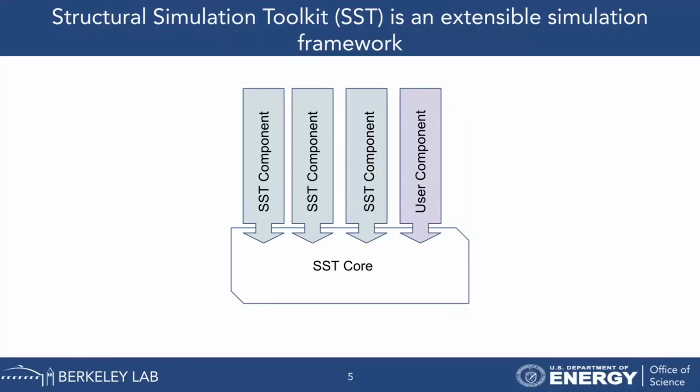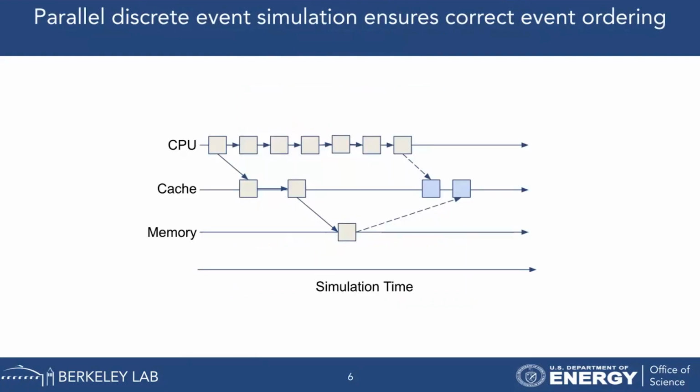So the second part of SST is the core. And so the core manages and coordinates all of the events between the different components. So you can imagine if I send a memory request to a cache, I need the core to basically make sure that those events get passed in the correct order. And so just to emphasize what we're trying to do here is we are proposing an alternative parallel backend to the SST core. So I thought I would just give you kind of a brief overview of exactly what these simulations look like and what exactly we're doing.